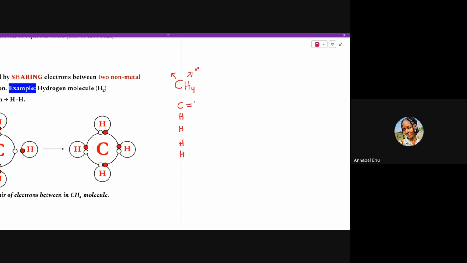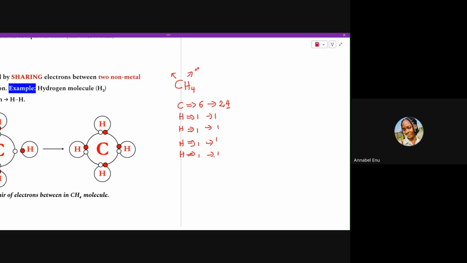Now the atomic number of carbon is 6 in the periodic table. So the electronic configuration will be 2, and what is left is 4. That means it has 4 electrons in the outermost shell, not 8, so it is not stable. It needs some other elements to bond with so that it will be stable. Now, hydrogen is 1 in the periodic table, and the electronic configuration is just 1. We have 4 hydrogens, and the electronic configuration of each is just 1.